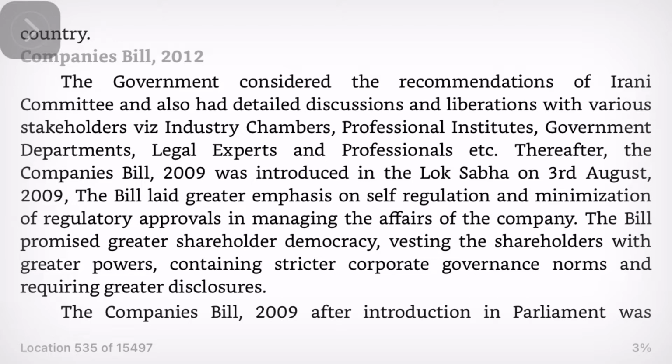The Companies Bill 2009, after introduction in Parliament, was referred to the Parliamentary Standing Committee on Finance for examination, which submitted its report to Parliament on 31 August 2010. Certain amendments were introduced in the bill in the light of the report of the committee and a revised Companies Bill 2011 was introduced. This version was also referred to the Honorable Committee, which suggested certain further amendments. The amended bill was passed by the Lok Sabha on 18 December 2012 and by the Rajya Sabha on 8 August 2013. The bill was retitled as Companies Bill 2012.